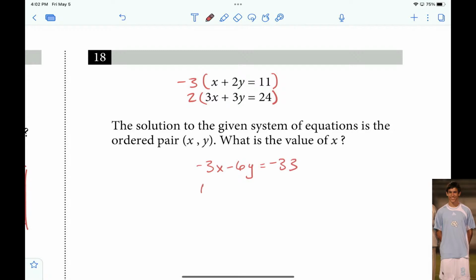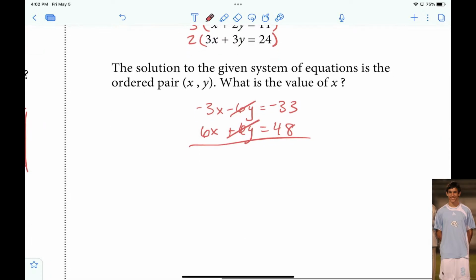And then 6x plus 6y equals 48. So the y's eliminate. That was the whole point of us doing that. So negative 3x plus 6x is 3x. Negative 33 plus 48. Some people maybe want to switch it and say 48 minus 33. It's the same thing. That is 15. So we divide by 3, and we get x equals 5.